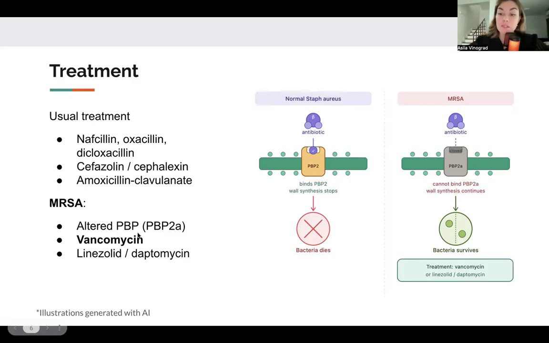The mechanism is this: normally beta-lactam antibiotics, penicillin, cephalosporins, carbapenems, work by binding to proteins called penicillin-binding proteins, or PBP. These proteins build the bacterial cell wall. When beta-lactams block them, the wall cannot be built and the bacteria dies. MRSA has a mutated version called PBP2A.